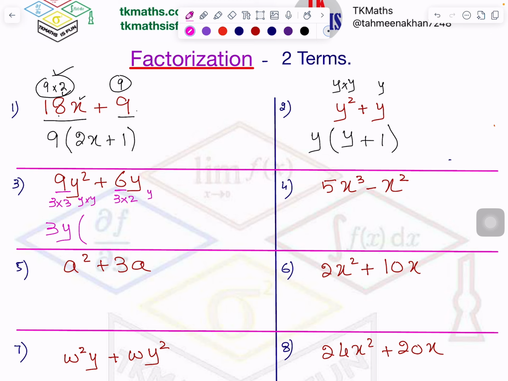So one common factor is 3, and then it is y also. Then bracket. So from this first term, this one, 1 3 and 1 y has gone as a common factor. What is left is 3y. Then plus sign. And from here, this 3 has already gone out as a common factor, and y has already. So 2 is left here. So this is my factorization of 9y square plus 6y. I'm just erasing it to give it a neat look. Okay. Oops, sorry.